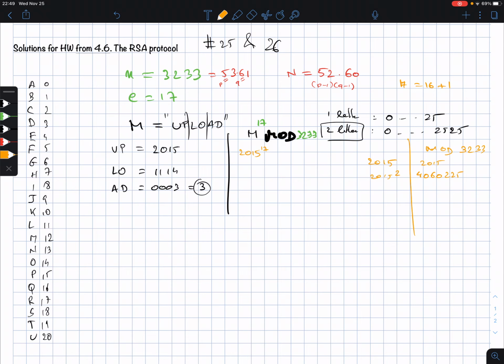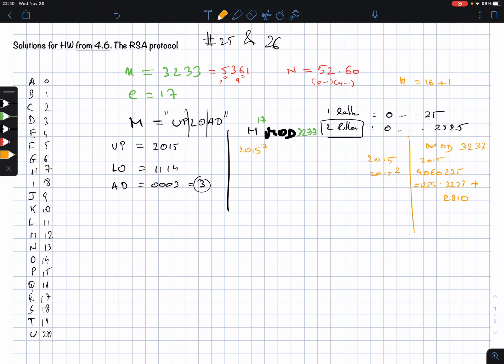And so we divide this now by 3233. Sorry, my calculator is acting up. 2015 times 2015, that's the number I said, divided by 3233, that is 1255 times 3233 plus the remainder. What remains, I'm going to write it down: 4060225 minus that gives 2018. Okay, and that's the square.